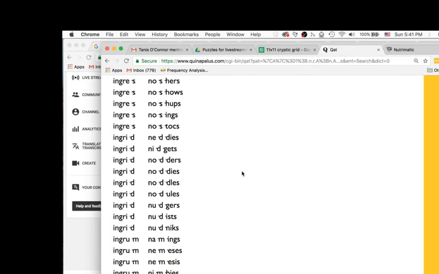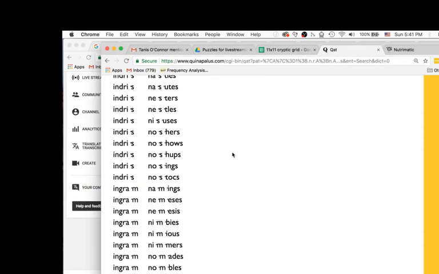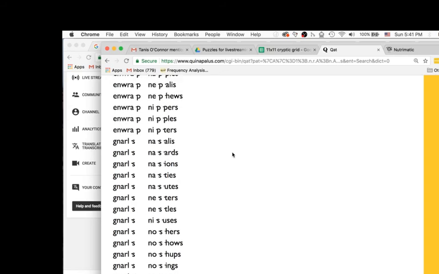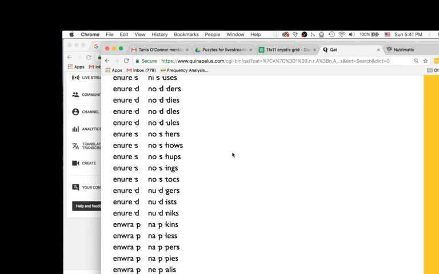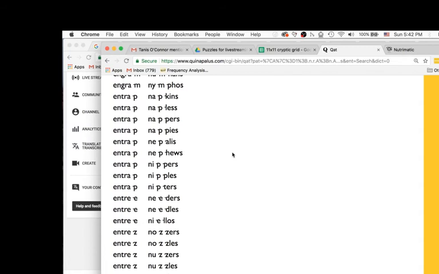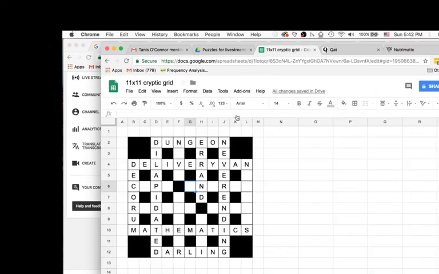I mean, Ingrid has a nice wordplay to it of in plus grid. In a row, gnarly, end something, entree. Oh, entree is nice. It's got a lot of vowels, but en and tree, and then needles could be needless cut short. Let's do that.